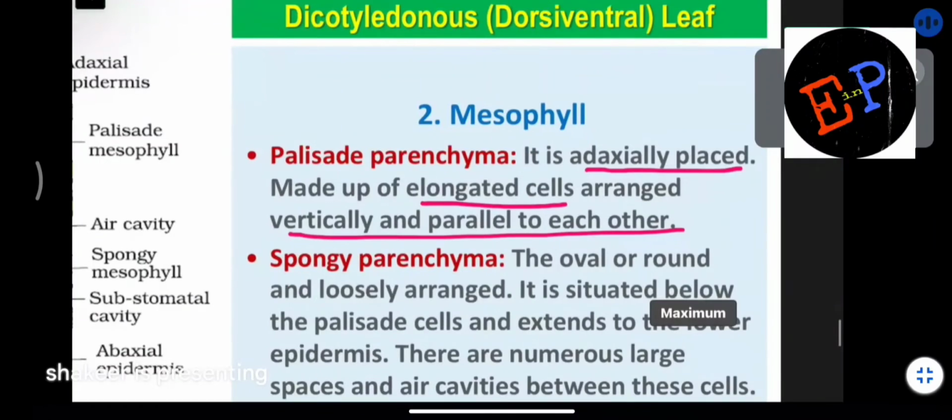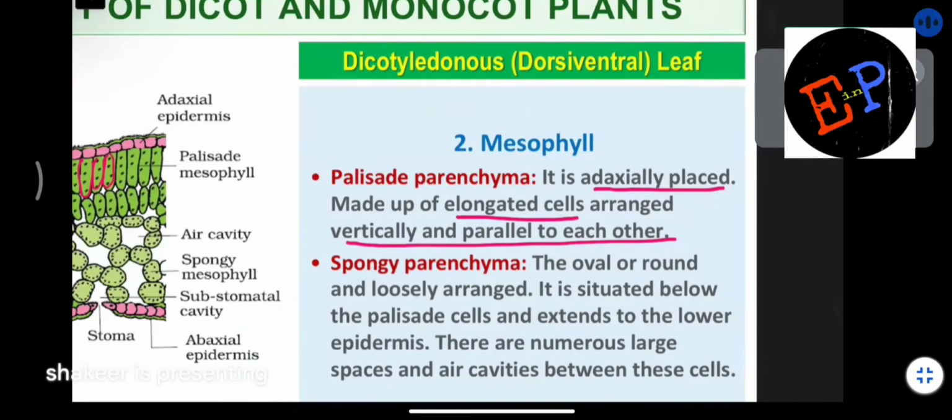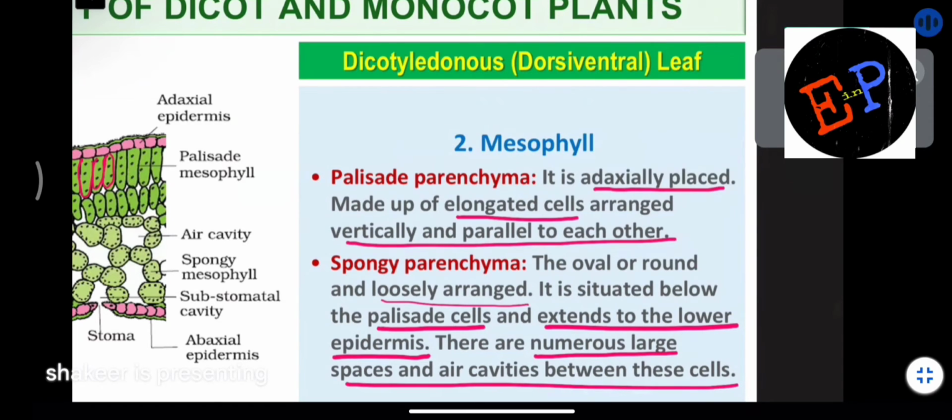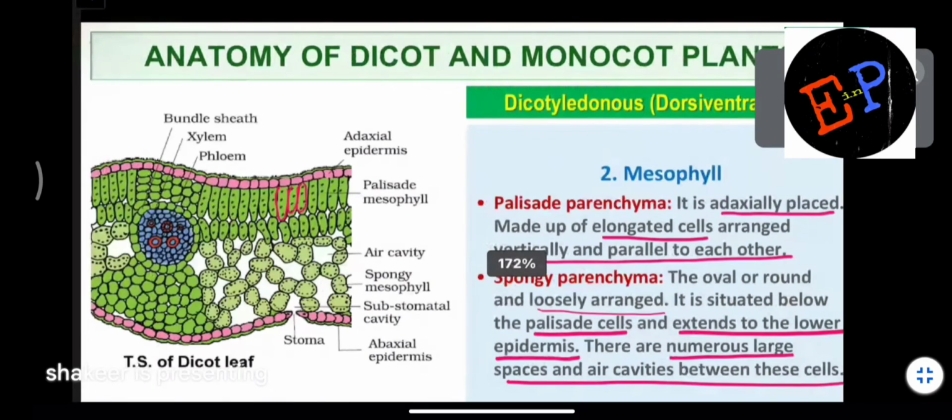Next, what about the spongy parenchyma? The cells are oval or round shaped and they are loosely arranged. It is situated below the palisade cells and extends to the lower epidermis. Lower epidermis means abaxial epidermis. There are numerous large spaces and air cavities between these cells. Therefore mesophyll you can divide into two types, palisade mesophyll and spongy mesophyll. Palisade mesophyll you can find on the top of the leaves, whereas spongy mesophyll you can find on the bottom of the leaves. In palisade parenchyma you don't find any spaces, but in spongy parenchyma you will find some spaces. Clear? That's it.